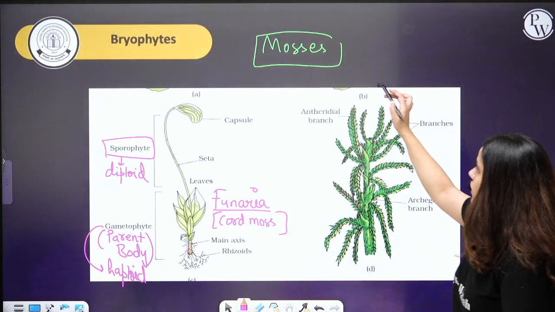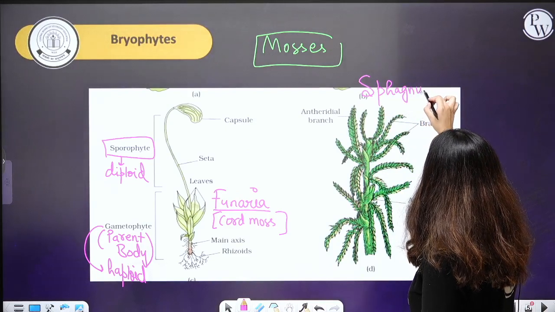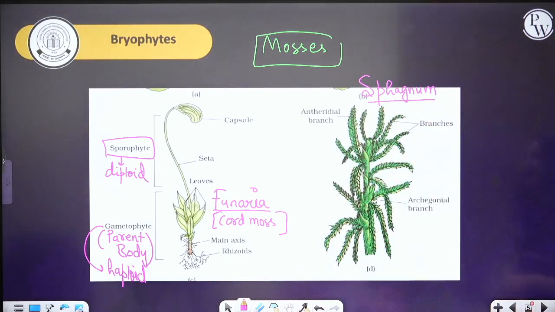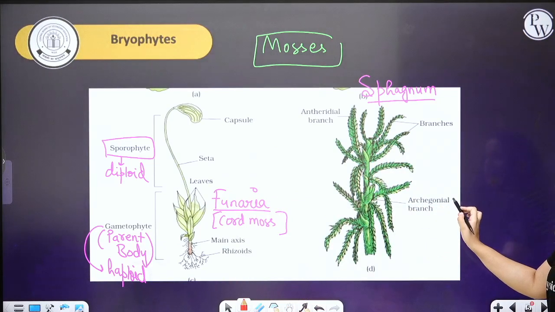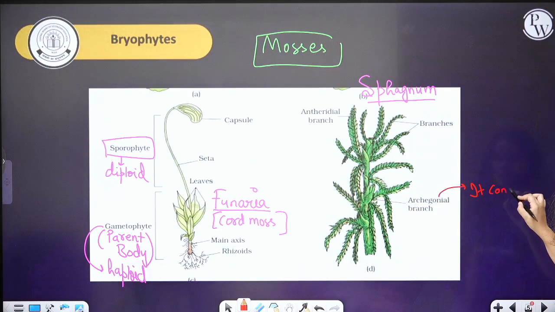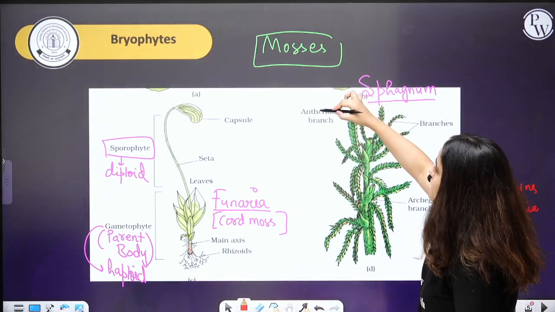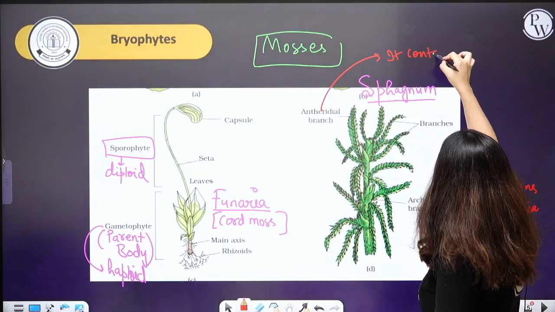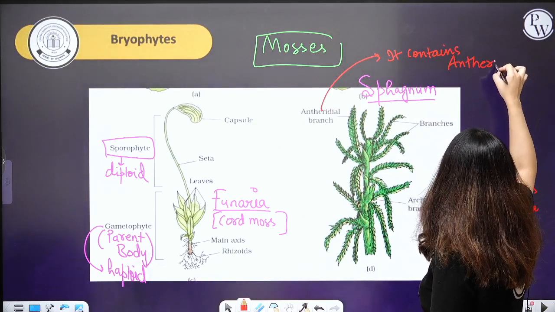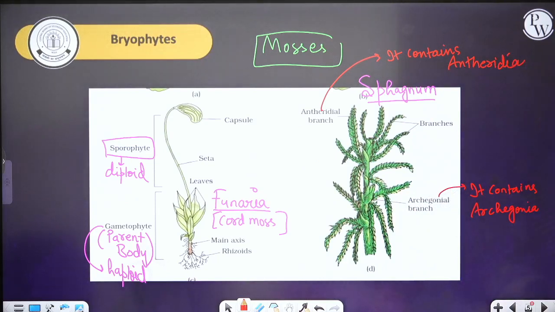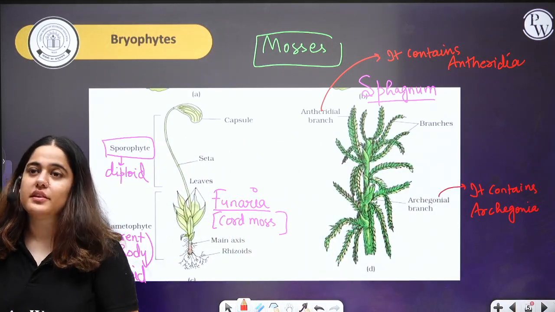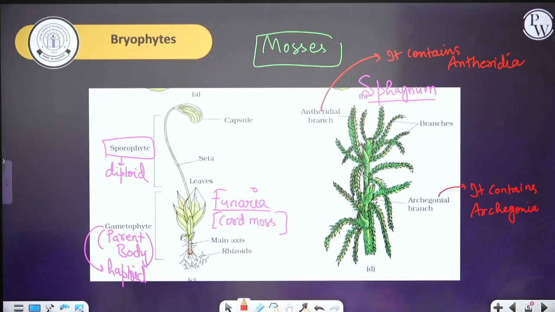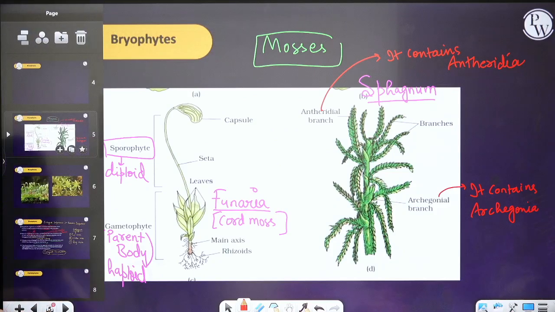And this picture is of Sphagnum, which is known as bog moss, cotton moss and peat moss. Here you can see the archegonial branch, which contains archegonia. This is the antheridial branch, which contains antheridia, the male sex organ. So you can observe that the male and female sex organs are present on the same plant. In mosses, male and female sex organs are present on the same plant. We have already discussed it in the last class. This is just a revision.